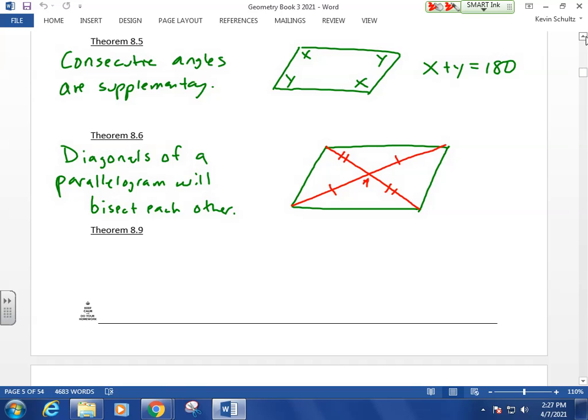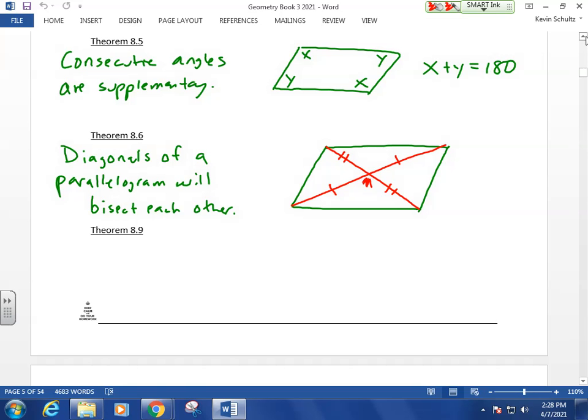Yes, Daniel. Is that A? We could, I suppose it would make more sense to call it M for midpoint, but essentially yes. Their point of intersection is the midpoint of each diagonal. Okay. Questions so far?